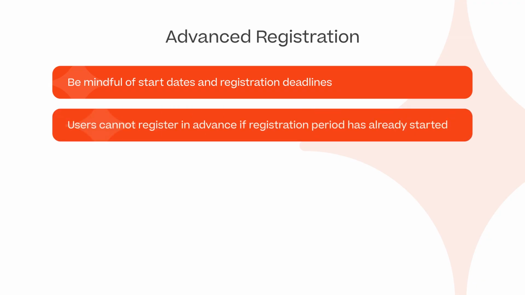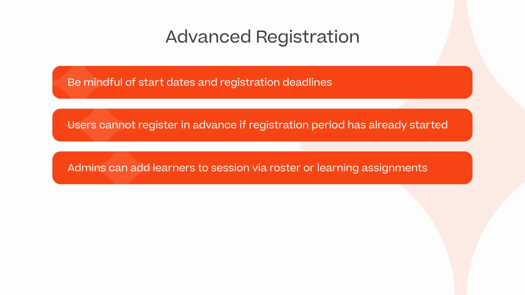Users who subsequently join the interest tracking list will not be invited to join an advanced registration period that has already started. These users will see the session as unavailable to them. And it is possible for administrators to manually add learners to the session through the roster or with the Learning Assignment tool.